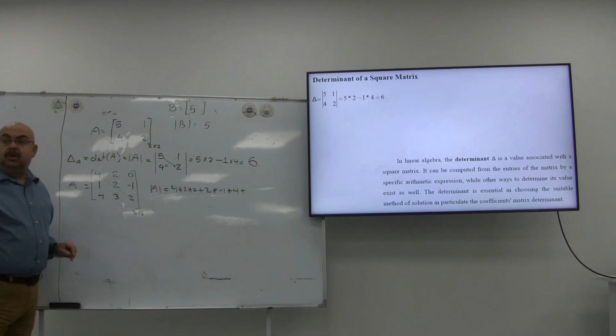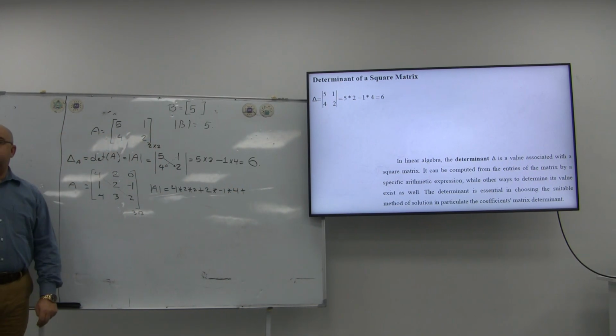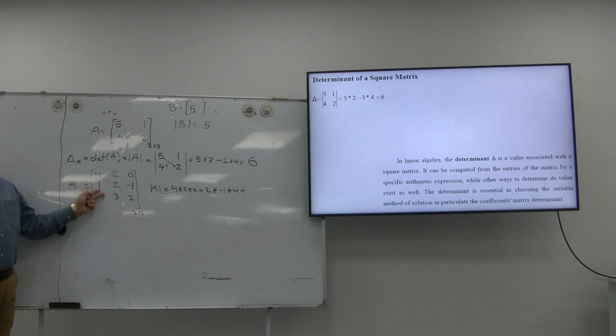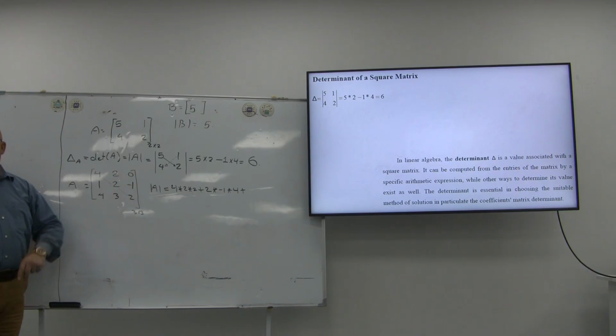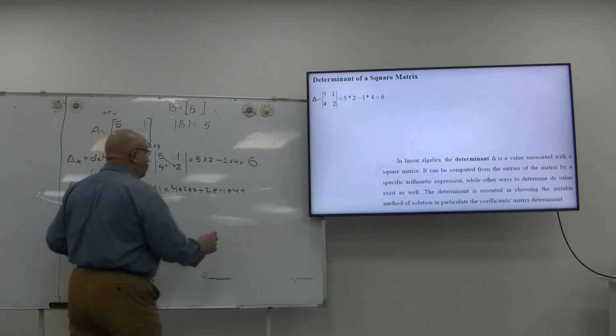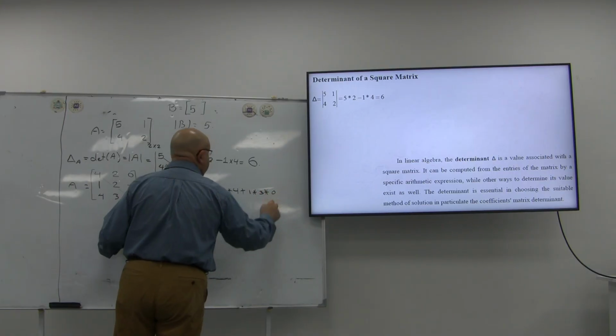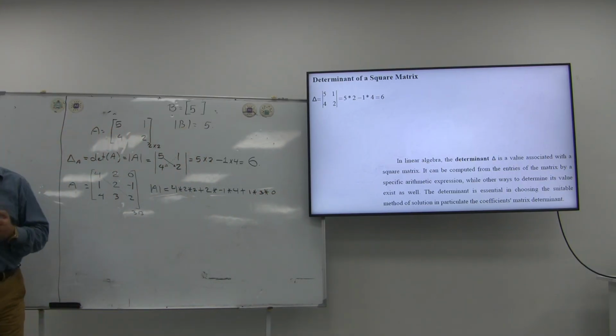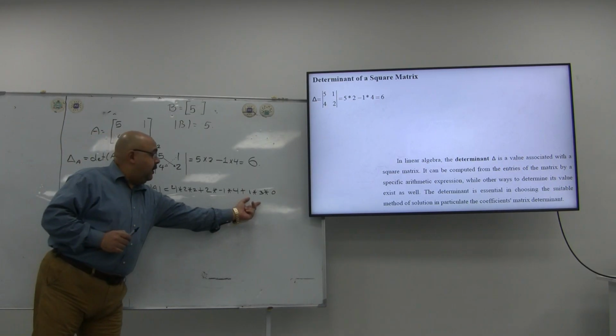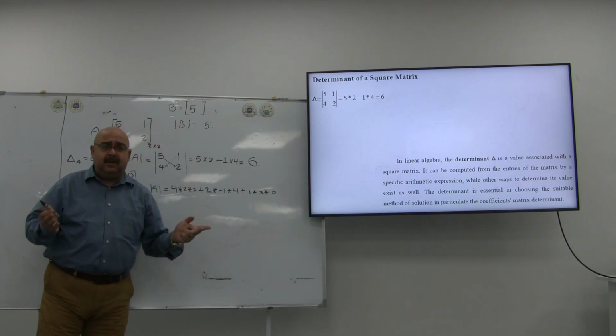Plus. Exactly the same: I will multiply the base of the lower triangle and the vertex of the upper. So it's going to be 1 times 3 times 0. Of course, I'm not going to evaluate this part, because it contains a 0, so simply it's going to be 0.